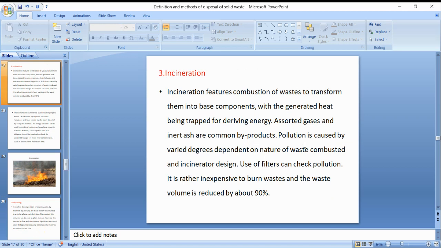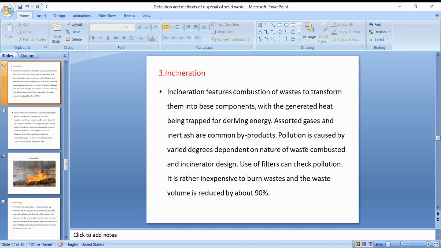Next comes incineration. Incineration features combustion of waste to transform it into base components. Incineration is nothing but burning of the waste and transforming it into base components.